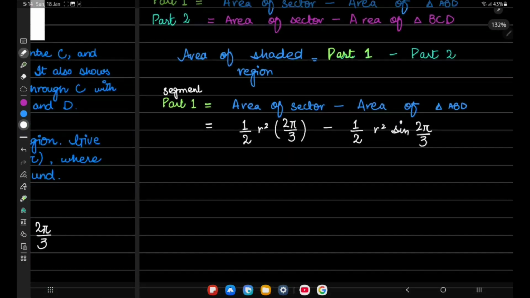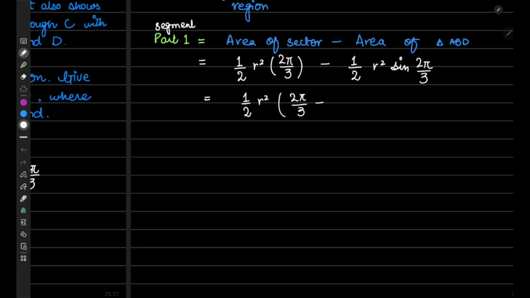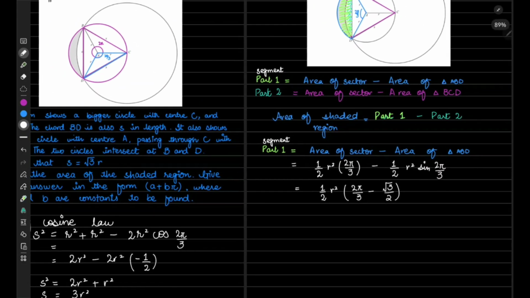That will give you, let's take half r square common, 2 pi by 3 minus sine 2 pi by 3, which is root 3 over 2. So this is one thing. Part 1 area is this, the green segment.